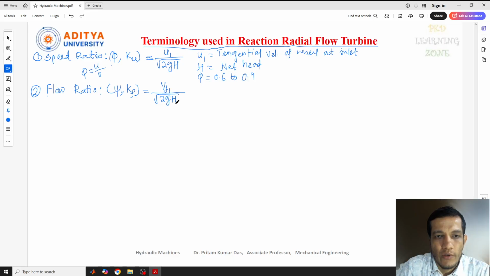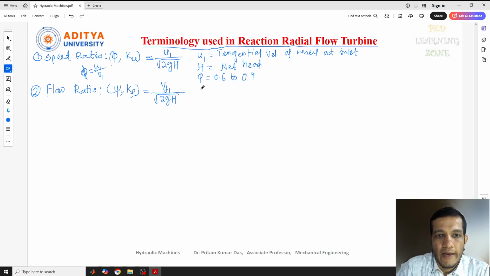As I told you, we can write E1 by V1, both at the inlet condition, so phi is the velocity of the blade or tangential velocity of the wheel at inlet condition with respect to the velocity of the fluid which is given. Similarly here also, only on behalf of tangential velocity, we have written the velocity of flow.